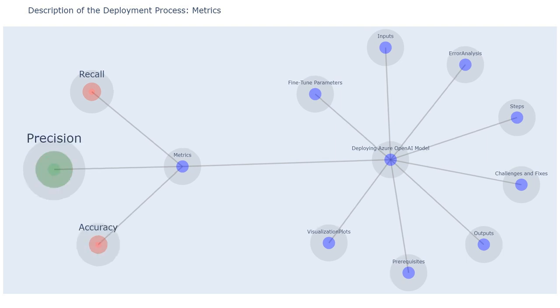Precision. This metric focuses on the proportion of correctly classified positive instances among all instances predicted as positive. It highlights the model's ability to avoid false positives.